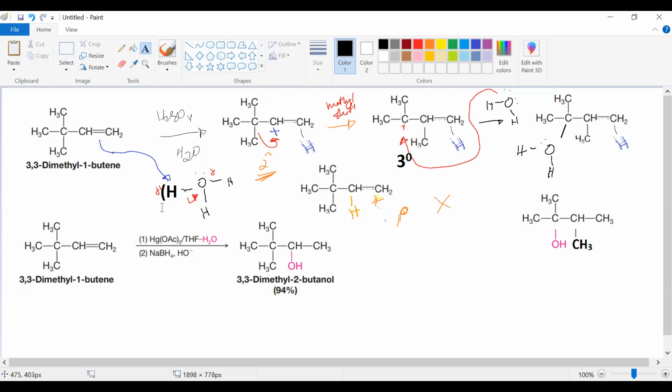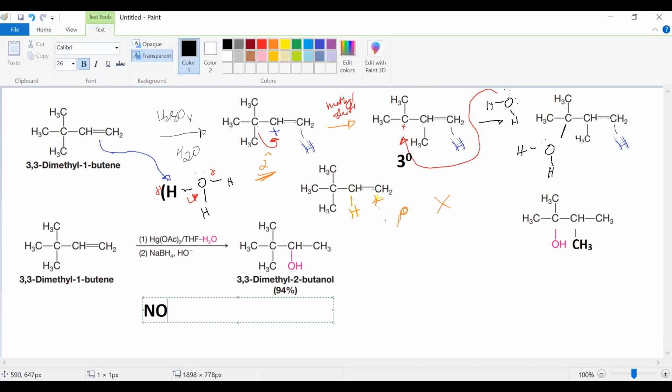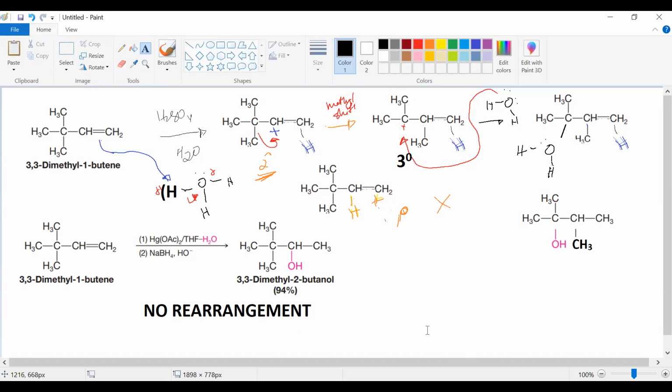So in the case of using mercuric acetate now as your agent, there is no rearrangement here. No rearrangement going on. That is what I'm trying to point out.